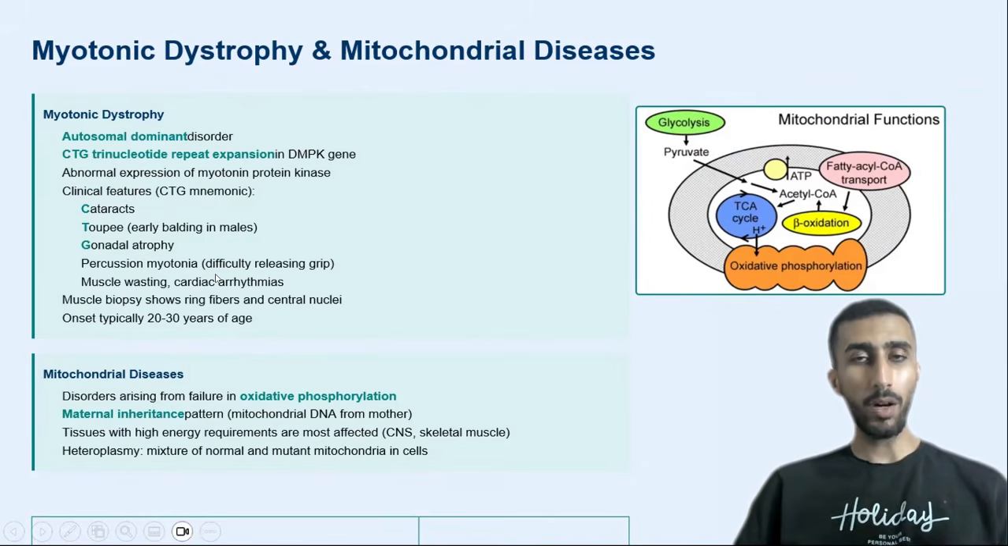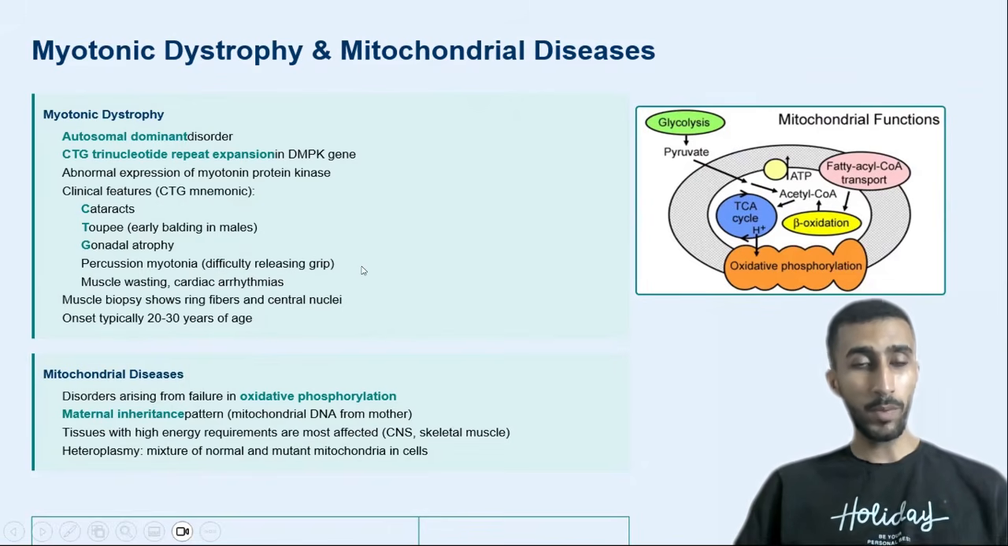And it is very high yield to know that they have myotonia. So, there's a difficulty of releasing hand grip. This is a very high yield keyword when you are doing a USMLE question. So if you look for difficulty releasing a handshake, difficulty releasing hand grip, and they have muscle wasting and cardiac arrhythmia. The muscle biopsy shows ring fibers and central nuclei. The age of onset is typically 20 to 30 years of age.